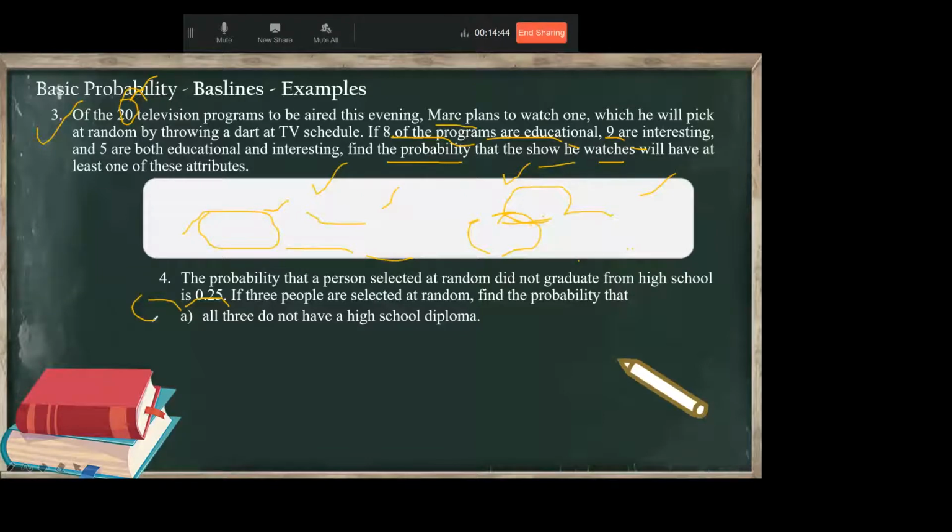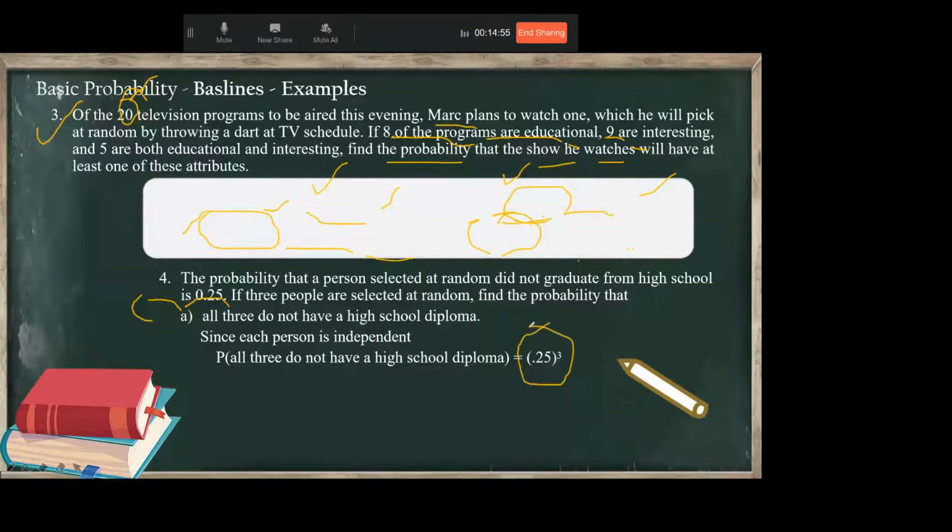Each person is independent because they have nothing in common. So the probability that all three do not have a high school diploma can be like this. This is the number of outcomes. That's 0.25 times, to the power 3. So for all three having a high school diploma, remember, they are not dependent on each other. They are independent. They didn't say any information of dependency. All three having is like 0.75 cubed.